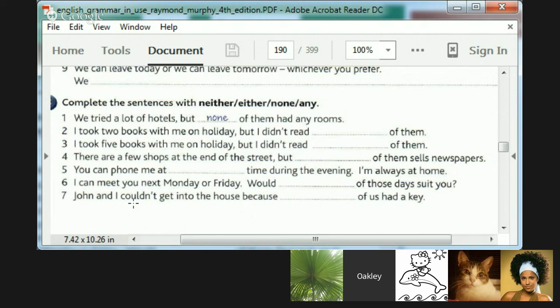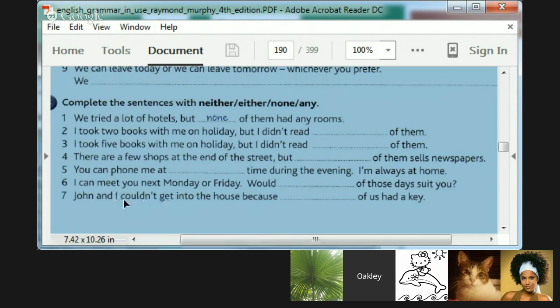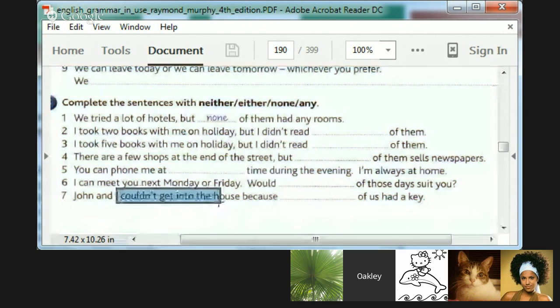John and I couldn't get into the house because either of us had a key. Well, they couldn't get in the house. If either of them had the key, then both of them could unlock the door. But the fact is they could not get into the house. So who had the key? No. Nobody had the key. So you got the right idea.